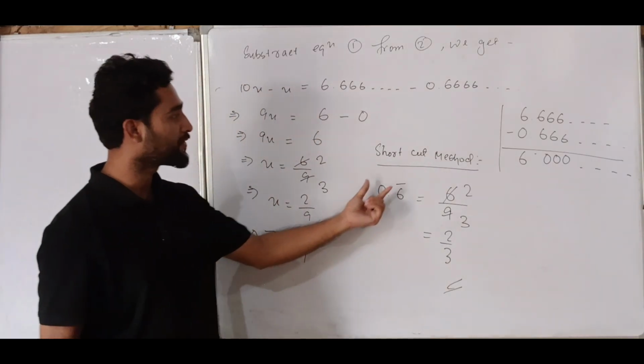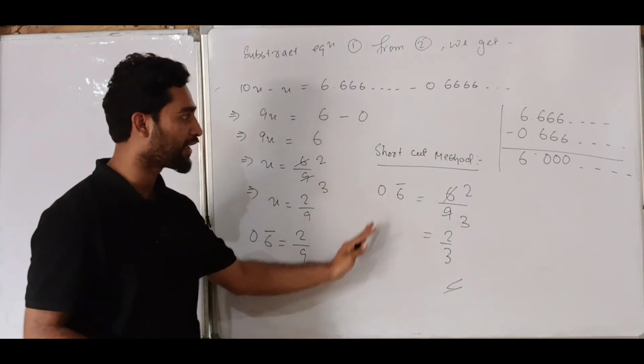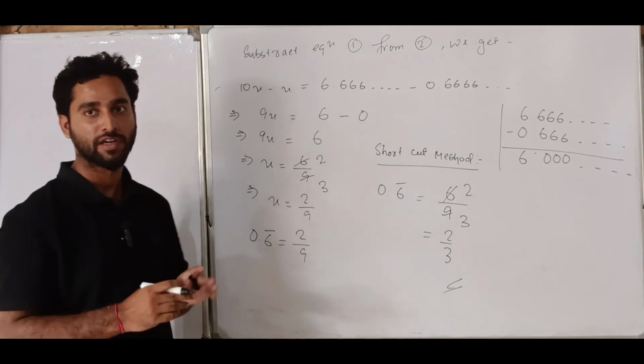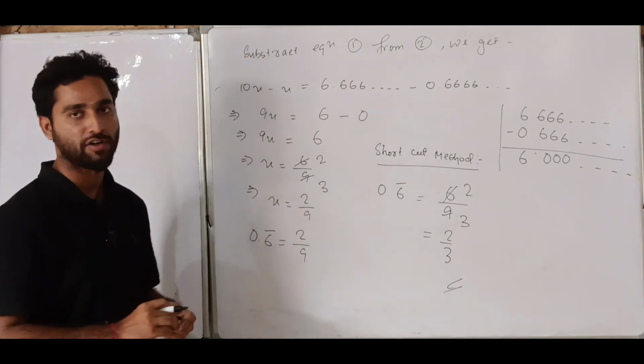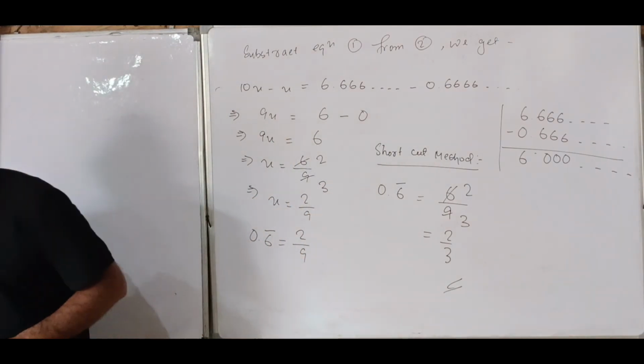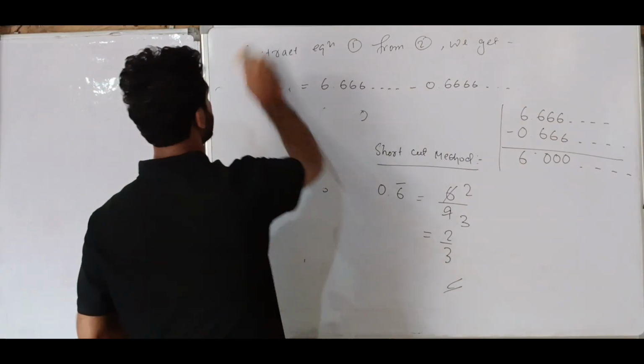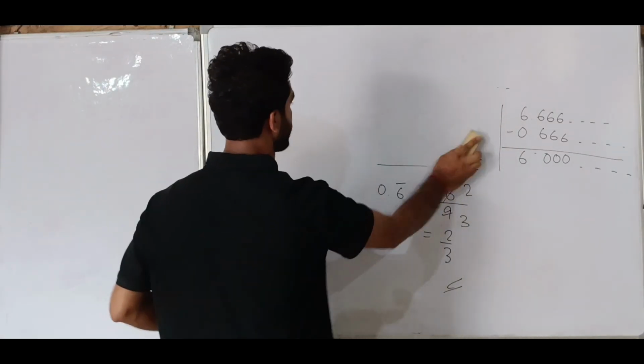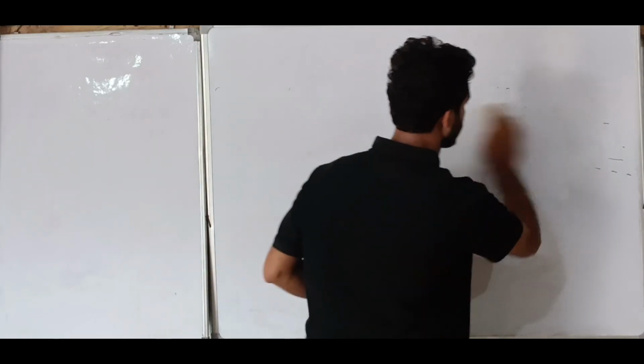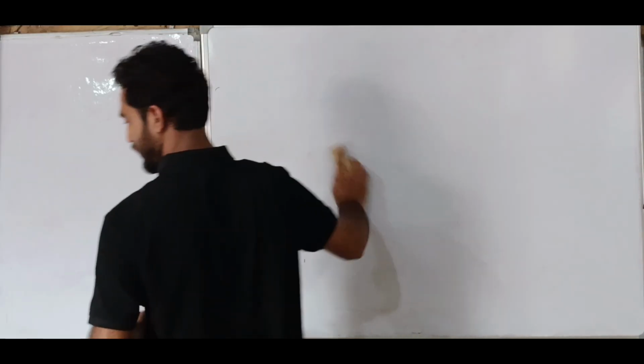So this one is the shortcut method. If the question comes in the form of MCQ, then we can use this shortcut method. Otherwise, we have to use the long method. Now let's see question number 2.